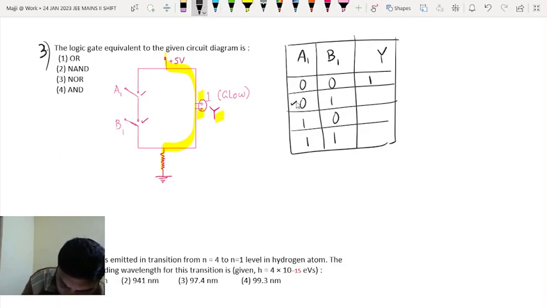Now either A1 or B1 is removed. So there is no question of current going through this. So current has to flow through this. The entire current will flow through this because this is after all 0 volt. So here it will be 1.